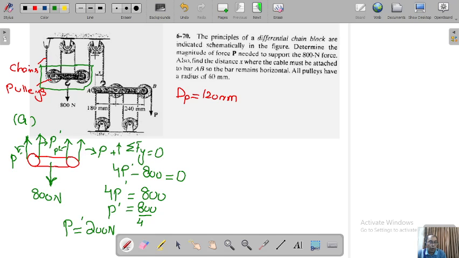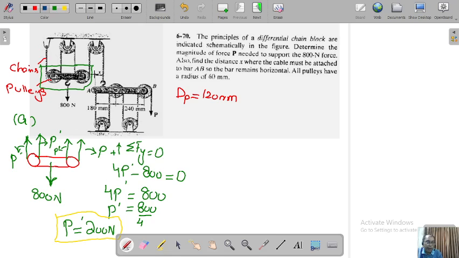Now if you look at the second FBD, the FBD B, which will be under consideration, it will be this way, because you know where the P dash is going to be acting. If you draw this diagram, this is calculated. Now we will basically be going for this diagram.